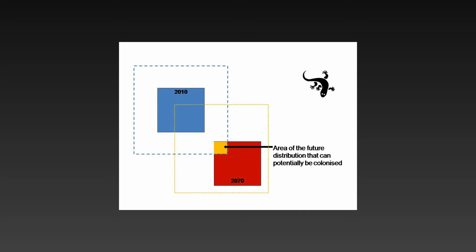We then dilated this yellow area with the mean annual dispersal distance multiplied by the number of years between the two predictions. Again, this was 60 years. This allowed us to identify and quantify the areas in the current distribution that can potentially reach the future distribution within the timescales of near future rapid climate change, here represented in purple.